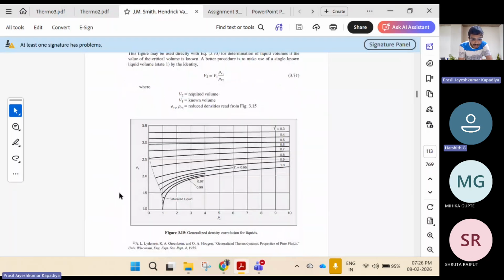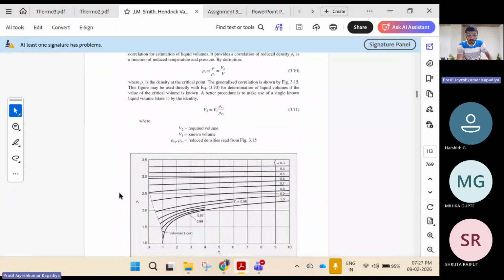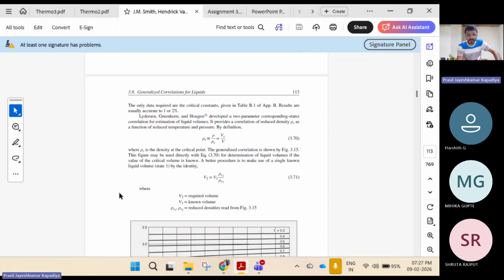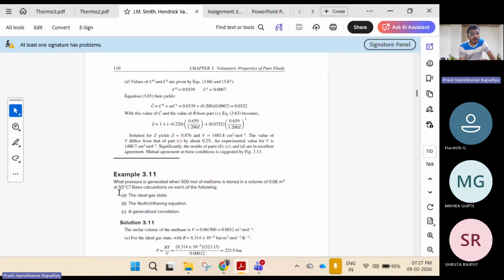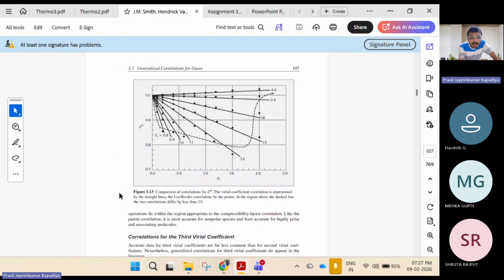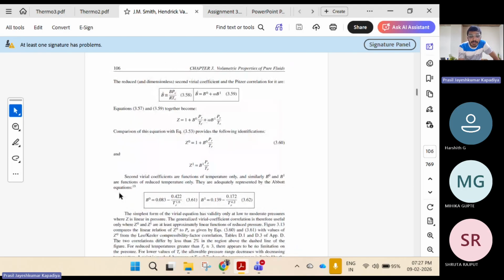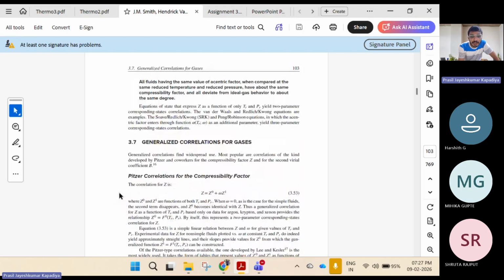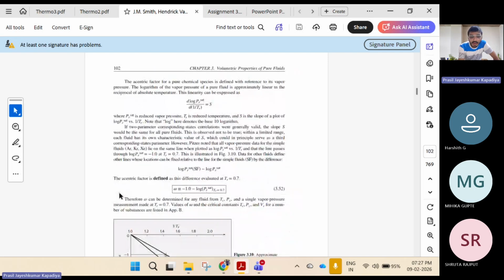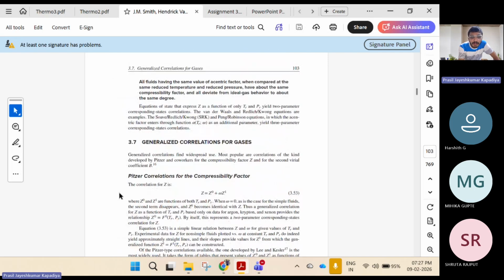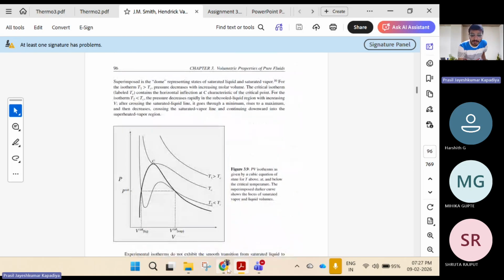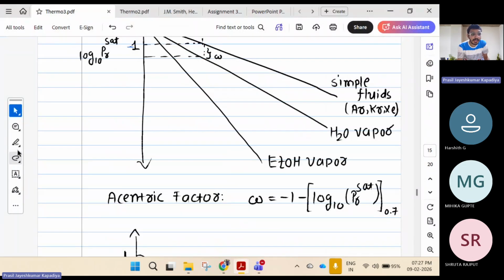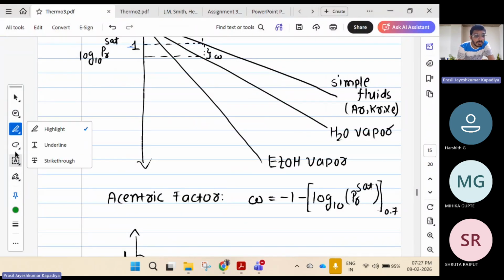PV by RT. So what does PV by RT mean? Compressibility factor Z is nothing but actual volume divided by volume occupied by an ideal gas. There are some plots available here. This is omega. Z is nothing but PV by RT, but how do we write it in terms of PV by RT? I will just show you a small thing.